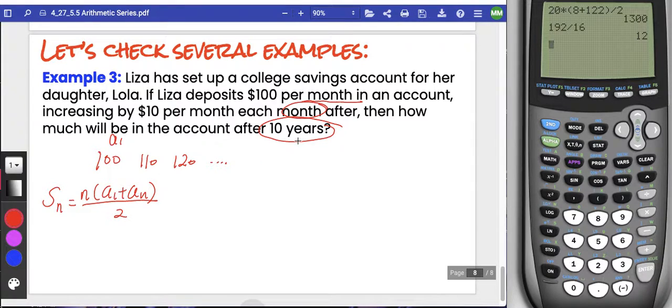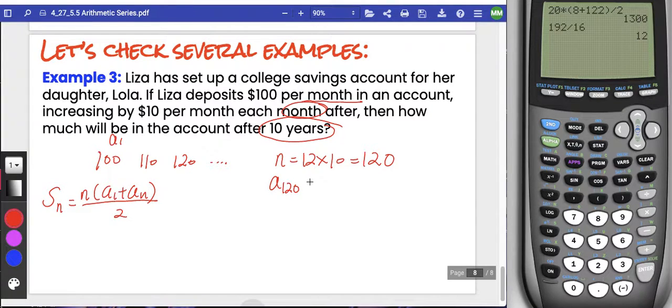But this time we're talking about 10 years. So how many months is it going to be? 12 months times 10 years is going to be 120 months, right? So we know n. Now we need to know the very last term, which is a120, because it's going to be the last month at the end of the 10 years. So once we figure out this, we can easily plug in the values.